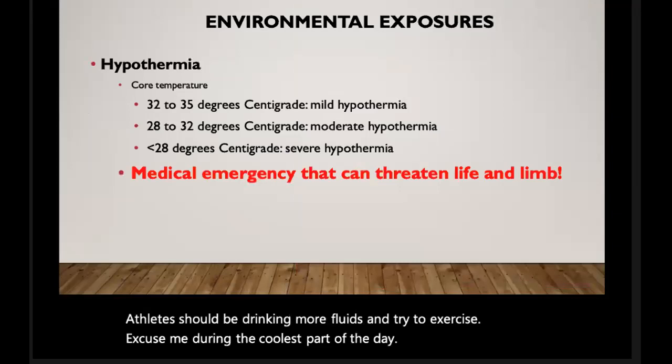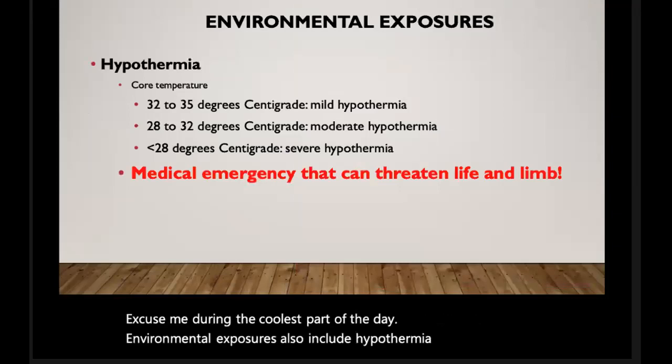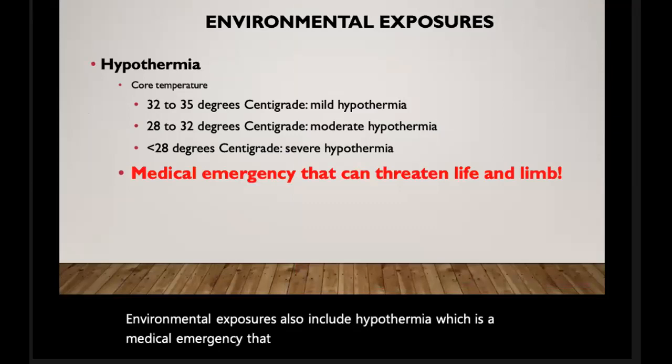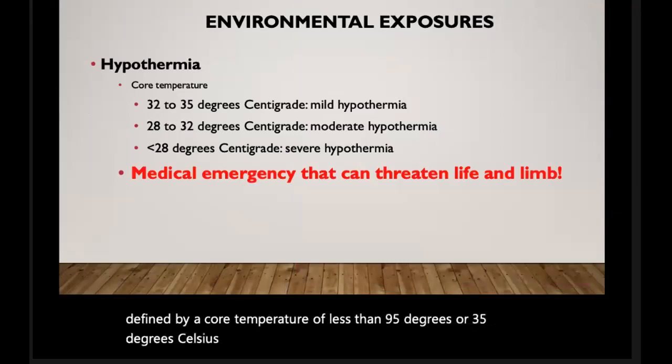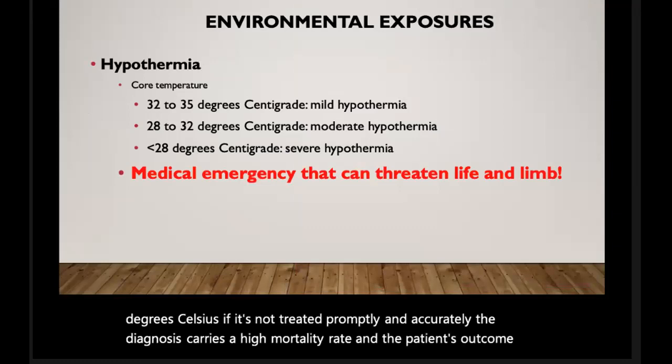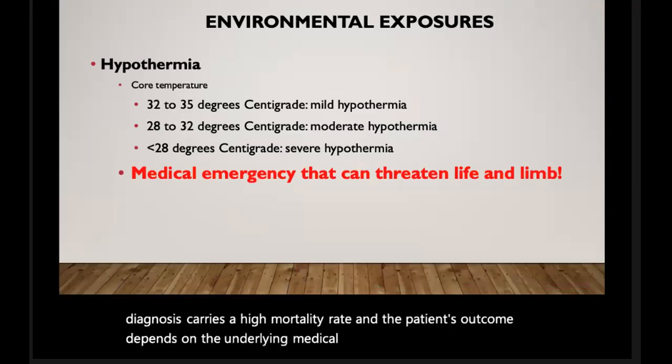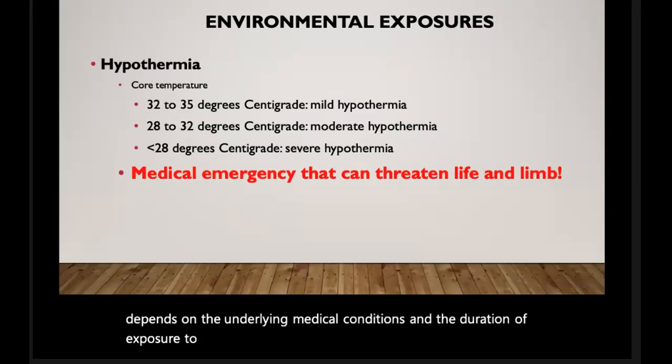Environmental exposures also include hypothermia, which is a medical emergency that obviously can threaten life and limb and is defined by a core temperature of less than 95 degrees or 35 degrees Celsius. If it's not treated promptly and accurately, the diagnosis carries a high mortality rate and the patient's outcome depends on the underlying medical conditions and the duration of exposure to the elements. Okay, so remember there are different grades of hypothermia. We have mild, moderate, and severe.